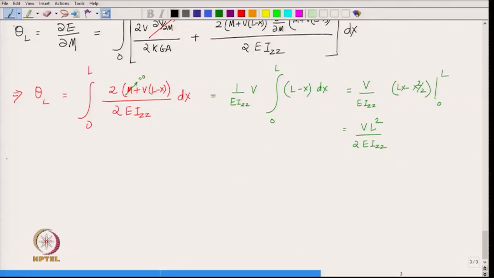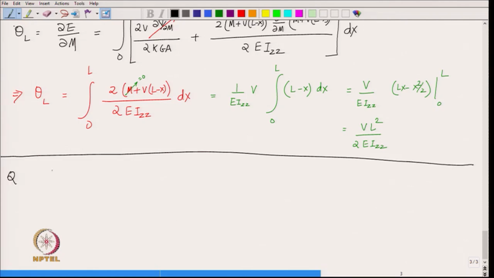Let us work out another problem. So, again think of a cantilever which is clamped at one end and at the other end it has got what is called a roller support, and we are applying some force P at a distance a from the clamped end, and we want to know what is the reaction from the roller support.